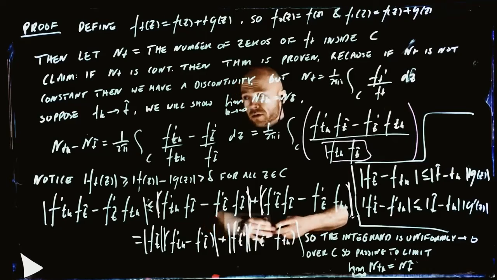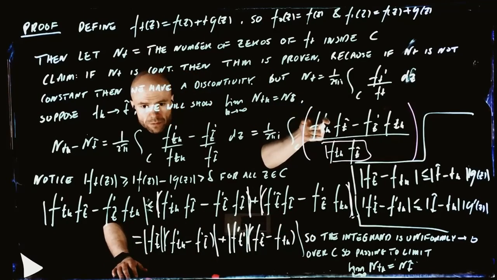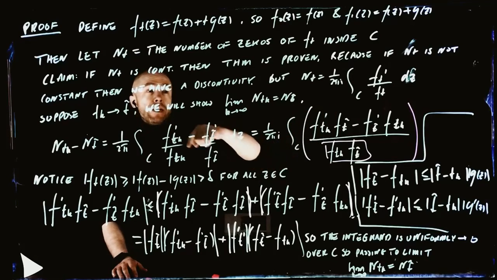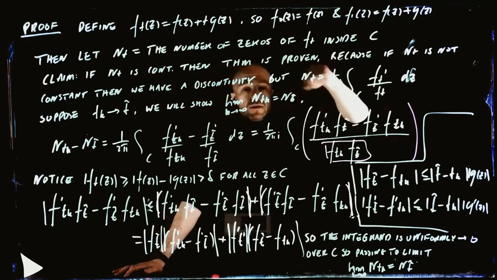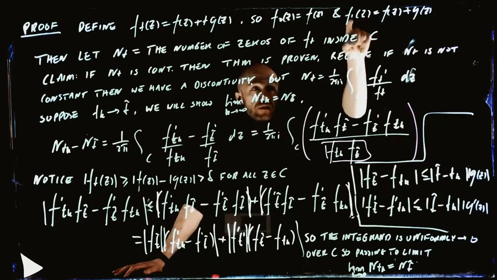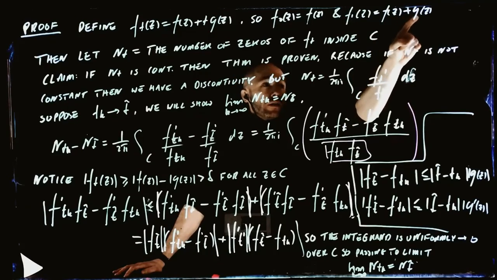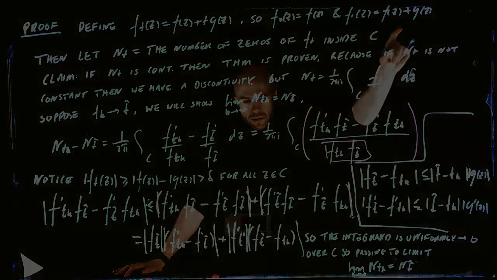Yeah? So this function, n of t, is a continuous function into the integers, therefore it's constant, and therefore the number of zeros of f is the same as the number of zeros of f0, because it's by definition, which is the same as the number of zeros of f1 by continuity, which is the same as the number of zeros of f plus g. And that proves the theorem. Yeah? Cool. That proves the theorem.